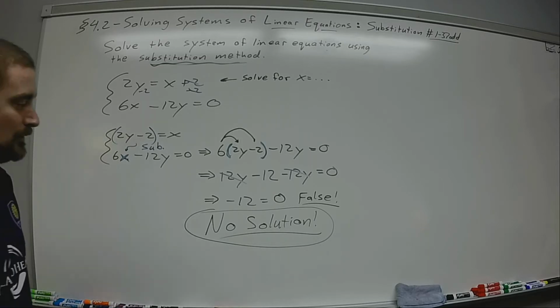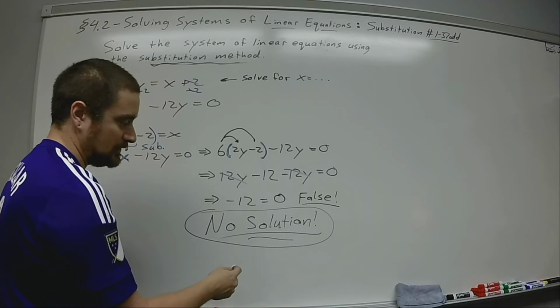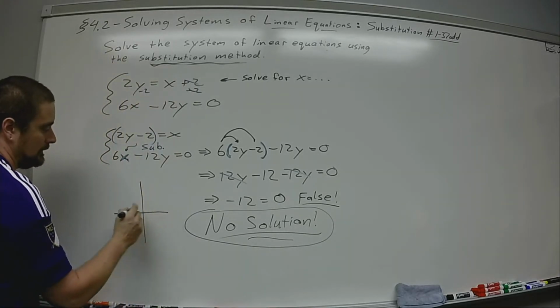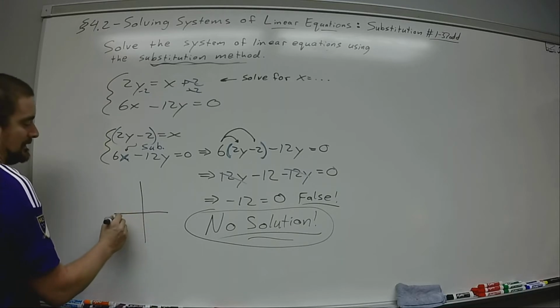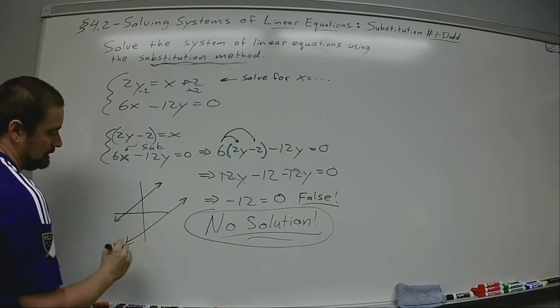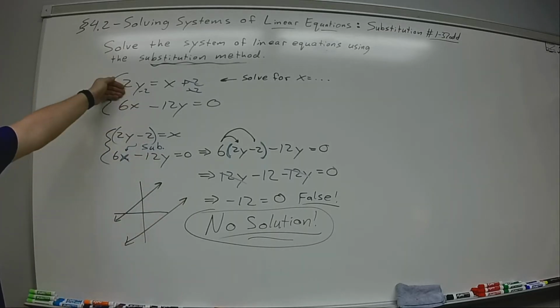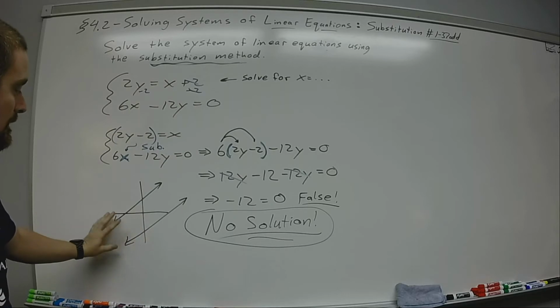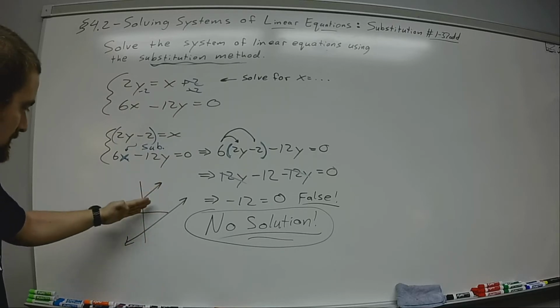So in fact, when we see this situation happen, there's no solution. Remember what that looked like graphically when we looked at something like this that had no solution. We had two parallel lines. So that must be the case here. These two lines, if I were to solve for y and put them on a graph, I would get parallel lines because they don't intersect.